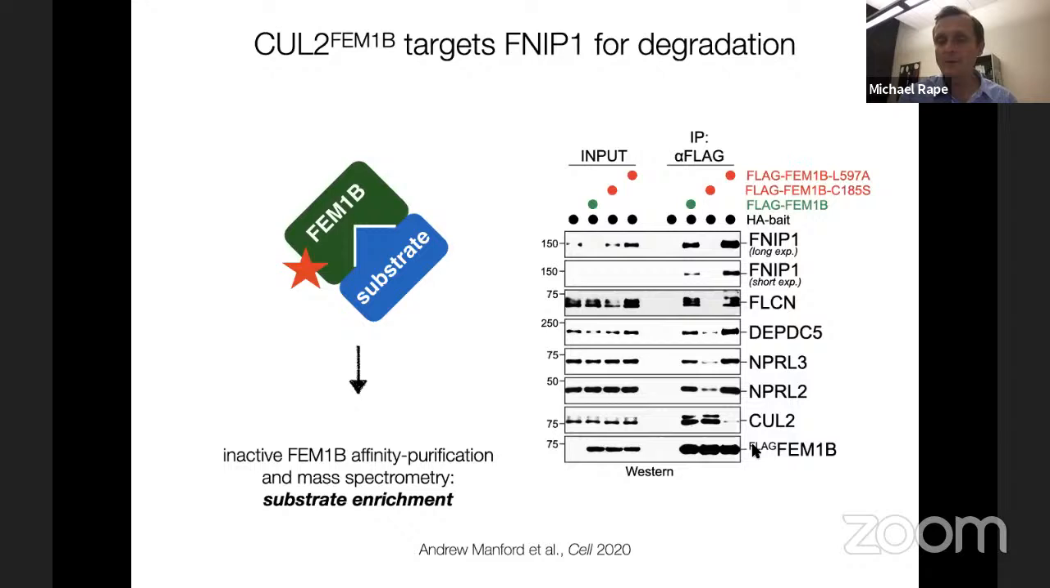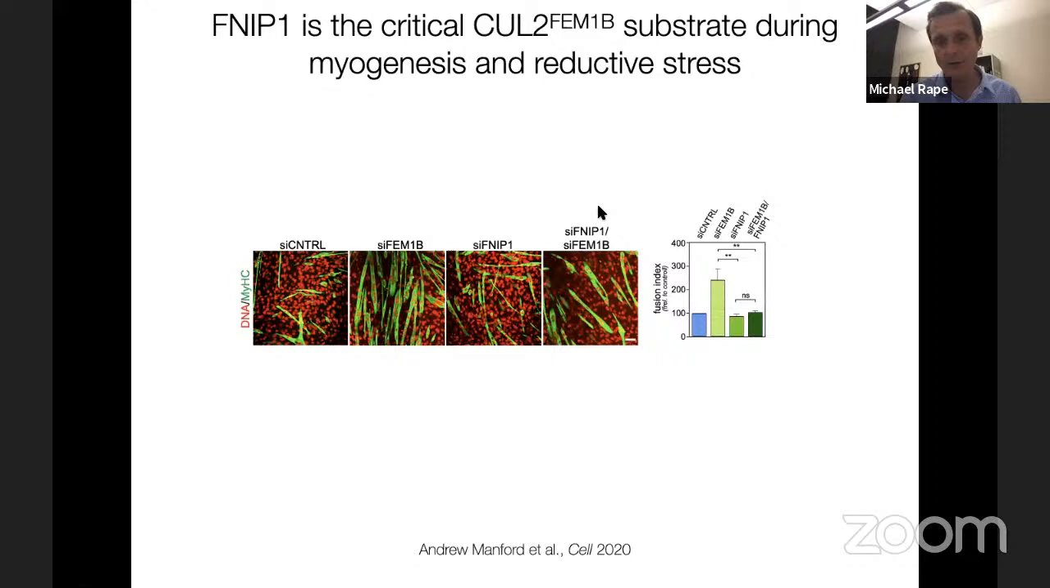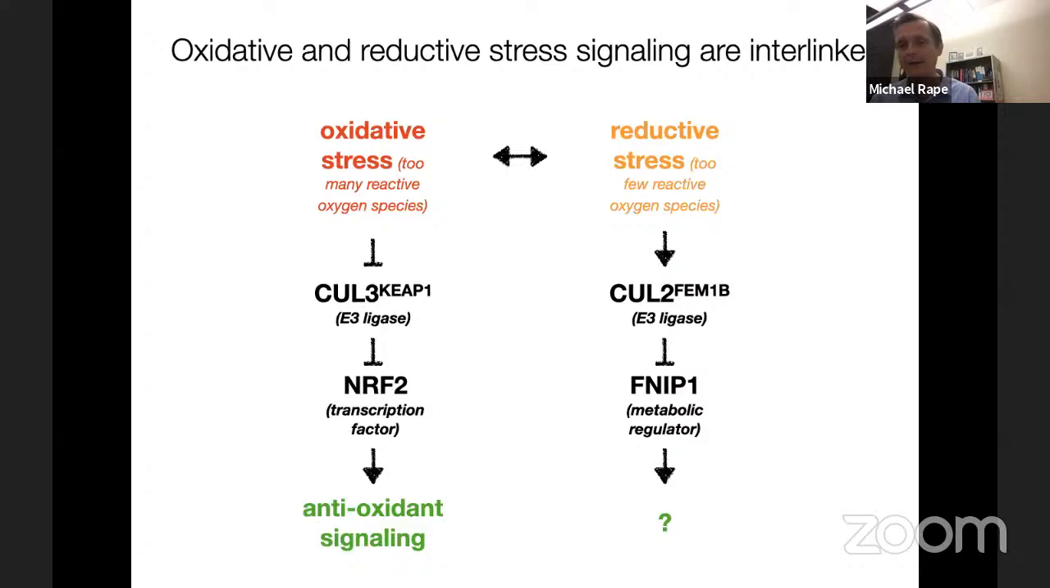And we then used genetics to test all sorts of candidate substrates we had in order to figure out which one is the essential one. And it turned out, as I said, FNIP1. And you can again see it in these simple experiments. If you deplete FEM1B, you get more muscle. If this is because you accumulate FNIP1, you should rescue it by co-depletion of FNIP1 in this background. And this is shown here, where again, we completely rescue it. So we knew this one substrate was the essential target of this E3 ligase in this context of reductive stress. So we could add that into the game. And it's not 100% important yet what FNIP1 is. Just for the sake of it, take this as the substrate.